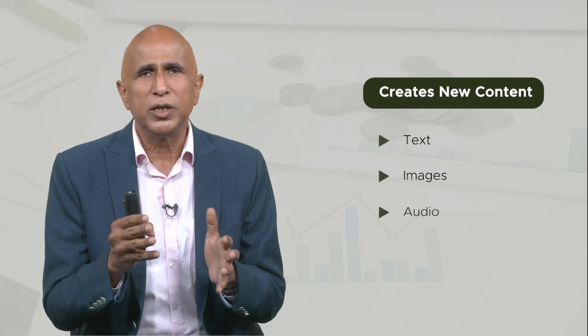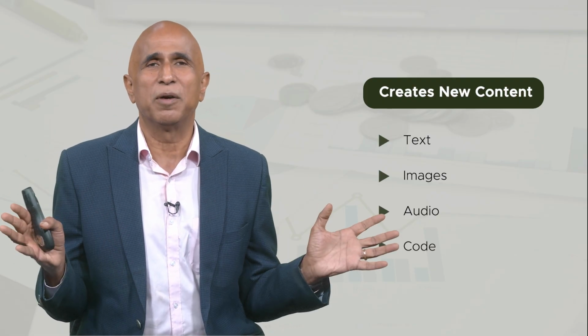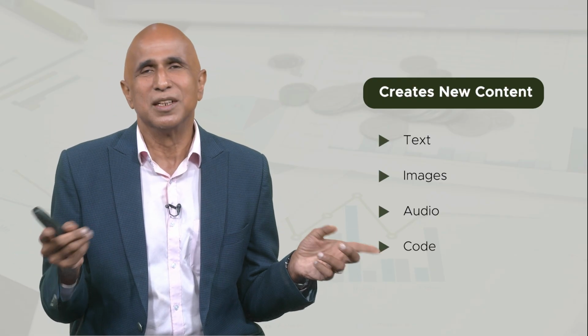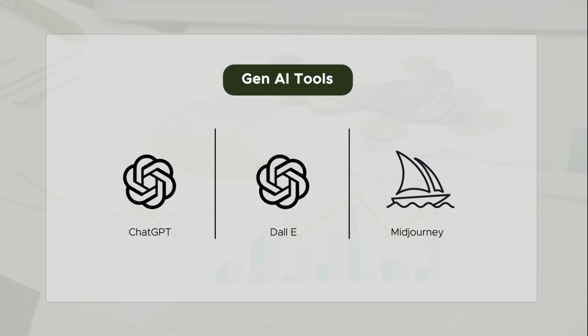creating new content. Gen AI produces original text, images, audio, computer programming code that never existed before. That's why the word generative comes. For example, ChatGPT, DALL-E for artwork, Midjourney for imageries are all examples of generative AI. It goes beyond traditional AI that recognizes patterns. Generative AI builds something new. Remember that. Creates new content.